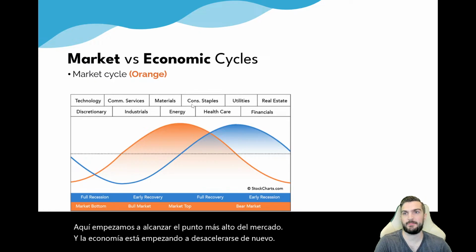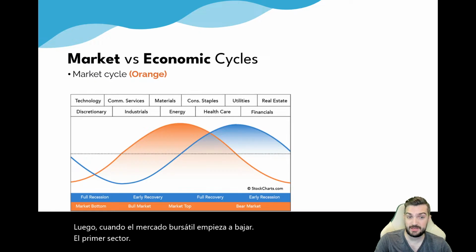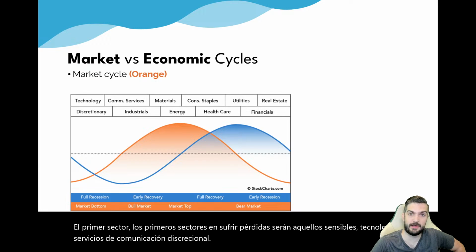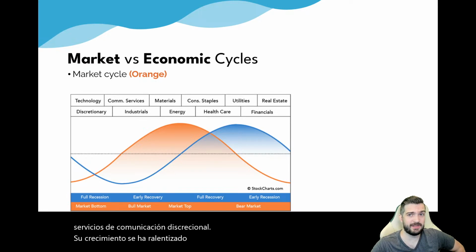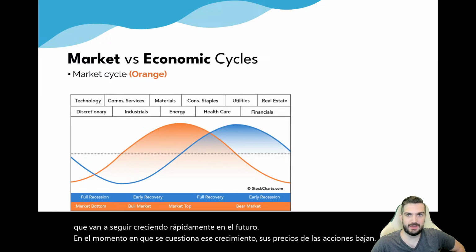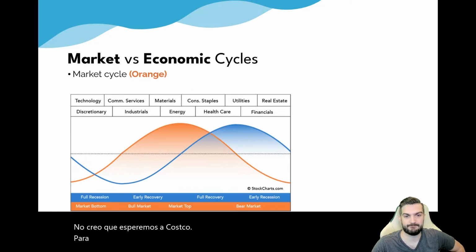Then, as the stock market begins to turn down, the first sectors to see losses will be those sensitive sectors: technology, discretionary, communication services. Their growth has slowed, and guess what? We like those companies because we think they're going to continue to grow quickly in the future. The minute that growth is questioned, their share prices drop. I don't think we're expecting Costco to triple their revenue in the next year. But we might expect that of Nvidia. We might expect that of insert other growth technology company here.